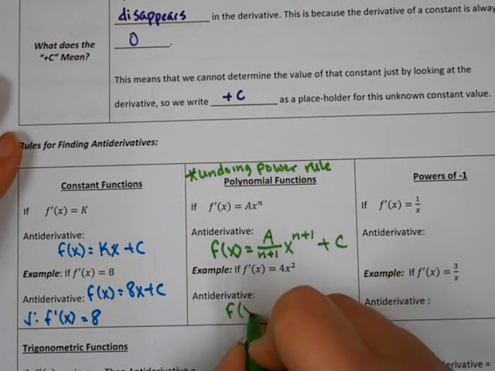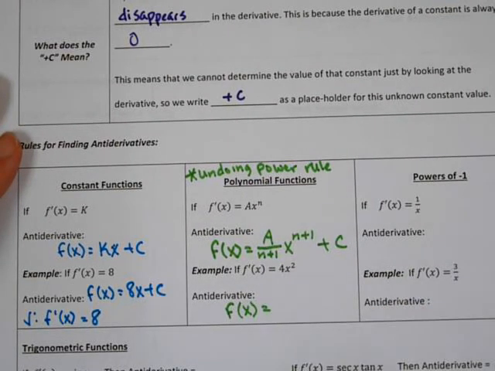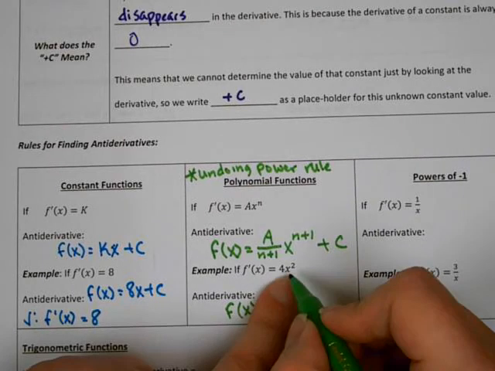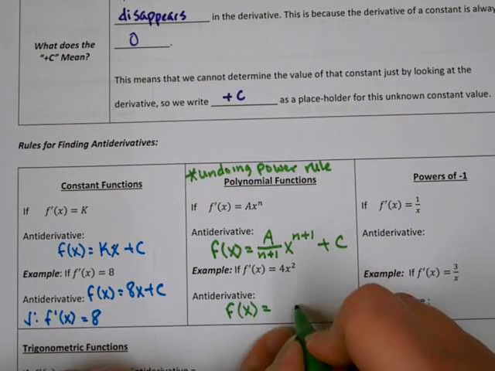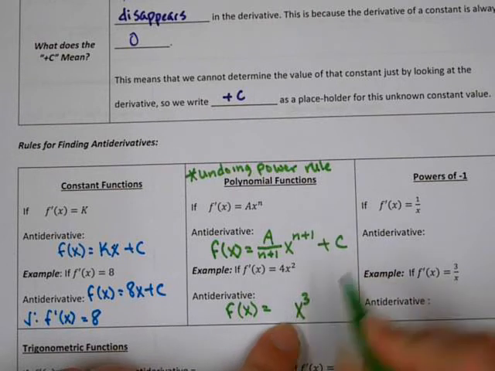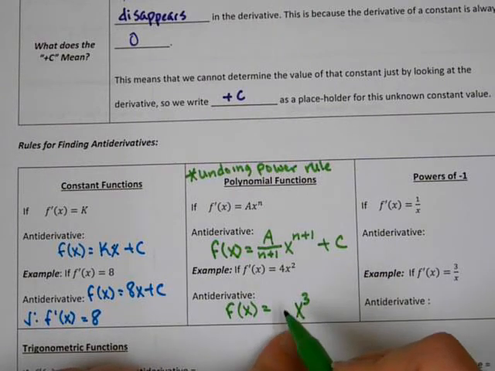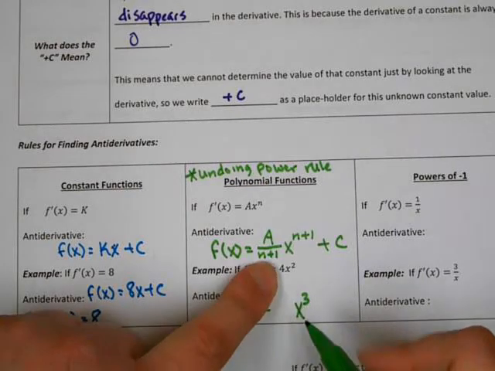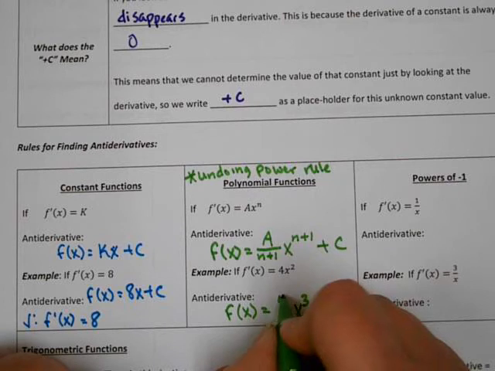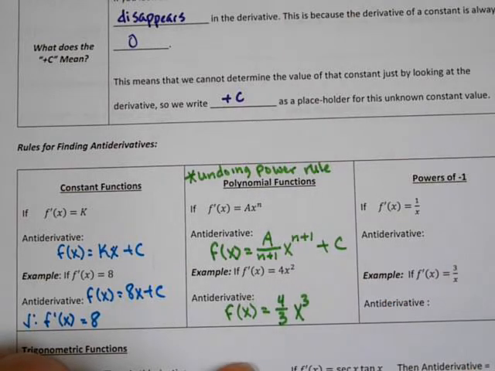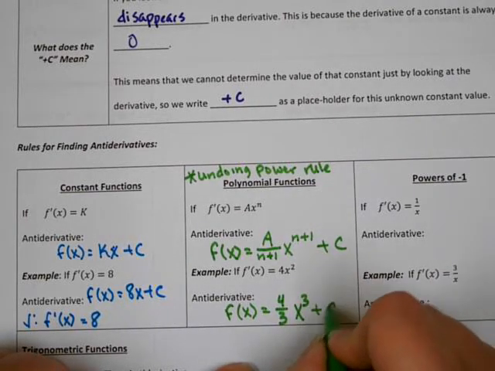So our antiderivative is going to be f of x equals, we're going to take x squared, and we know we want to add 1, so it becomes x cubed. Now think about taking the derivative of x cubed. It would have to be 3x squared. But this isn't a 3, there's a 4 here, which means this is going to have to be 4 over 3. And then we need our plus c.